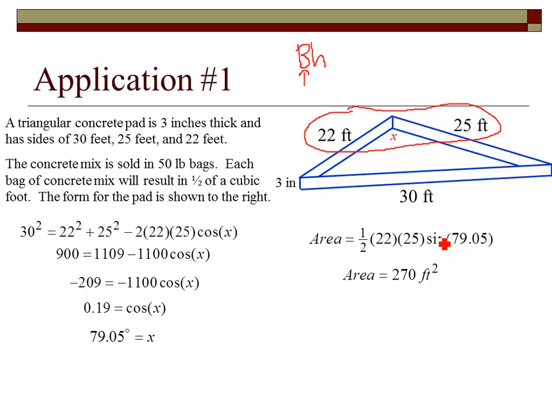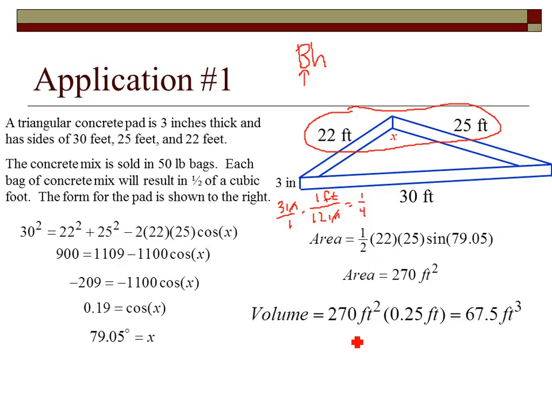Now, that just gives me my base area. I've got to find out what the volume is. My height is 3 inches, and I need to get my answer in cubic feet. There are 12 inches in a foot, so I need to change this into feet. I'm going to do a quick little dimensional analysis. Inches will cancel. I get 3/12, which equals 1/4. So I have 1/4 of a foot.